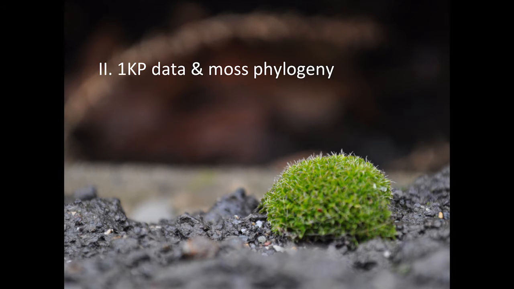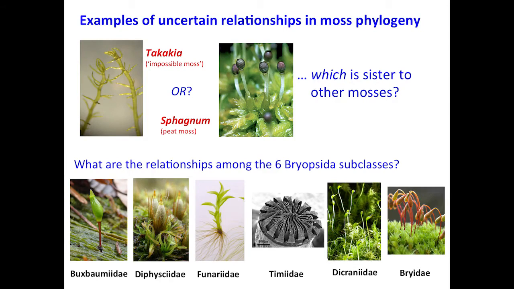So now on to some good news. I'm going to spend the rest of my talk talking about 2 groups of land plants, mosses and ferns, a little bit shorter time spent on mosses, just to show you that actually we can do a really good job with these kinds of data. So here are a couple of examples of uncertain relationships within moss phylogeny.